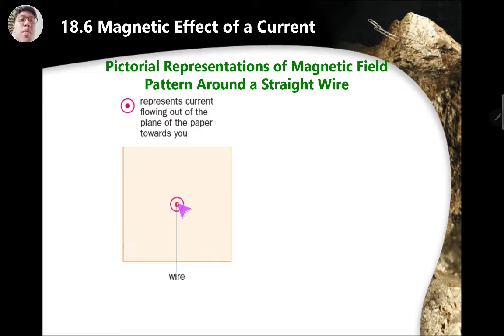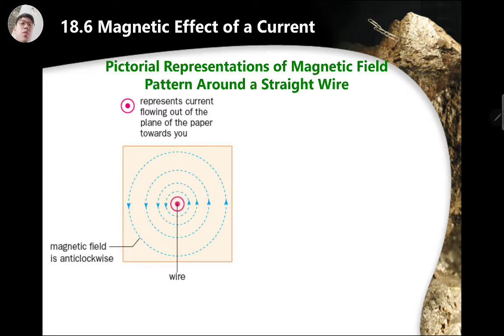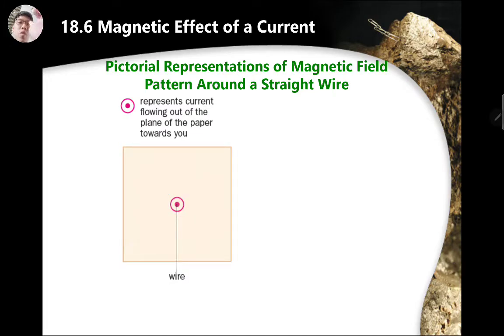Okay, so can you imagine this is a wire that you're looking through like that. If it's a dot, it means that the current is flowing out of the paper towards you. And so if you use your right hand grip rule, what will you do? Your thumb will point towards you out of the paper, and it curls around this way.